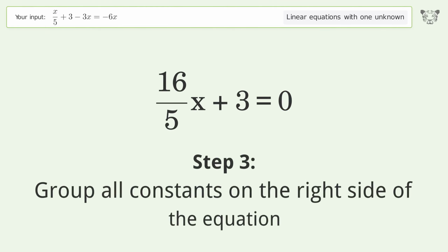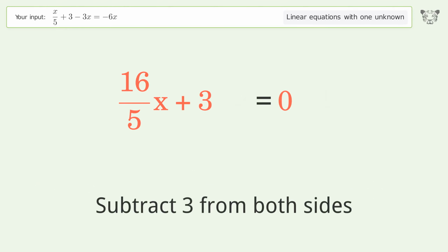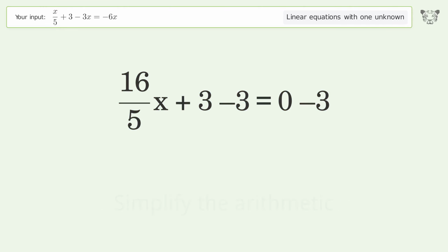Group all constants on the right side of the equation. Subtract 3 from both sides. Simplify the arithmetic.